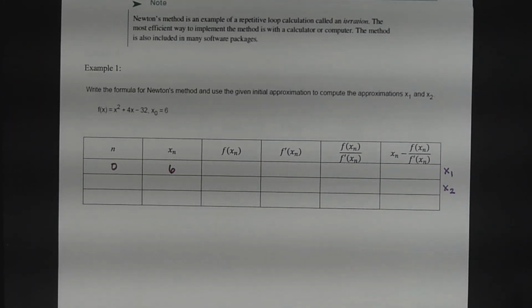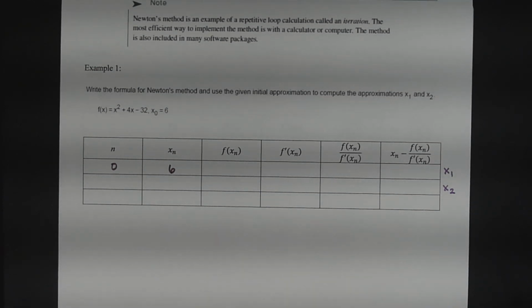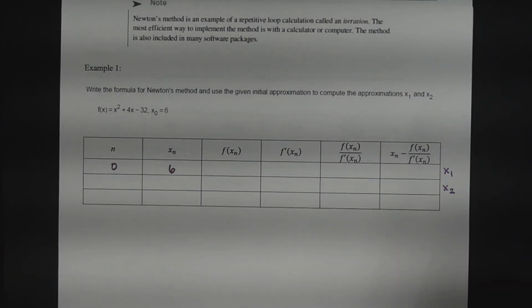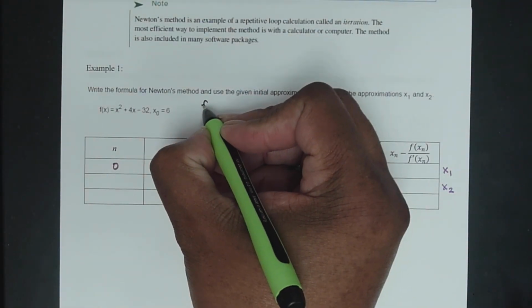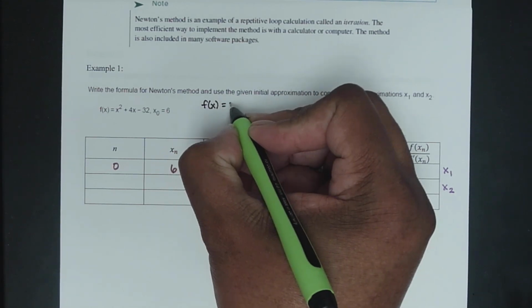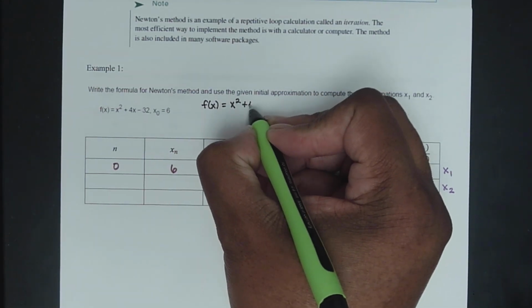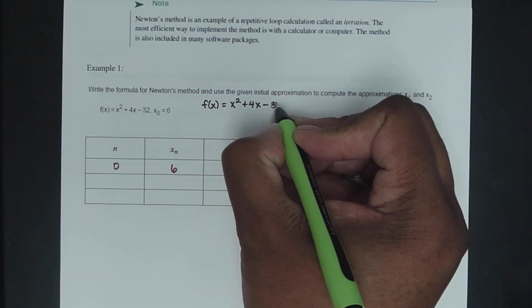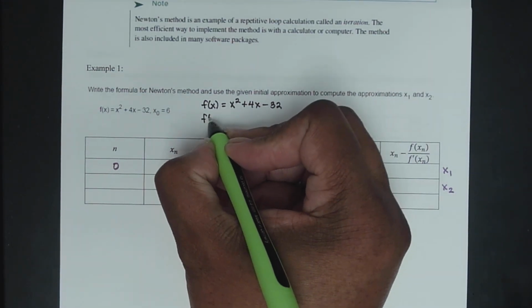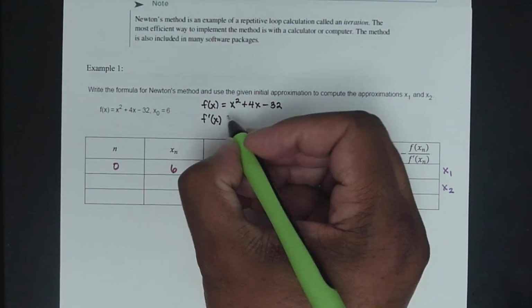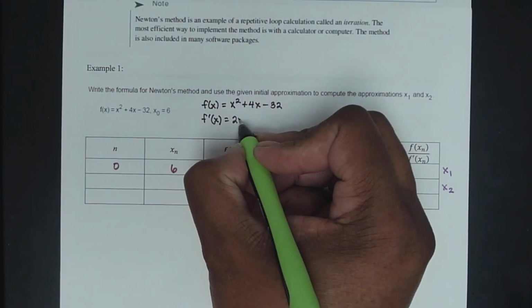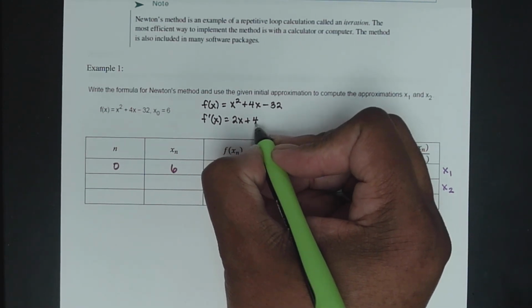Now I need two things. Well, I got f of x, but I need f prime of x. Well, let me rewrite f of x is equal to x squared plus 4x minus 32. f prime of x, if I take the derivative of this, is going to be 2x plus 4.